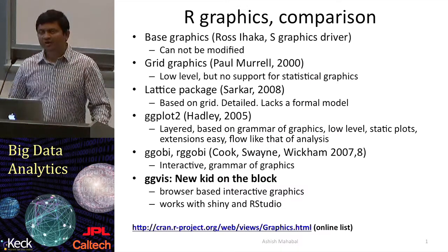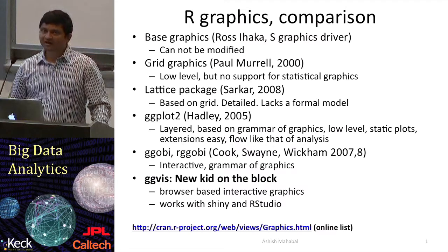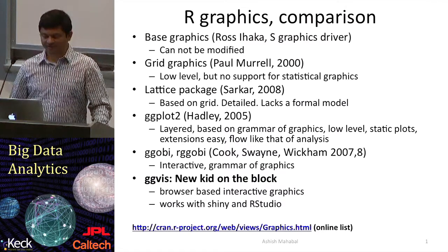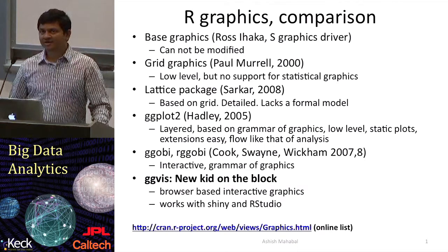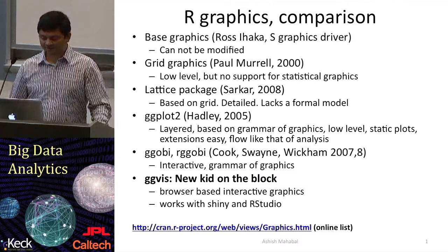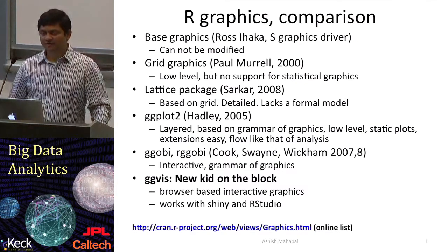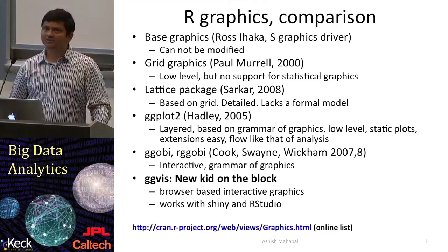So here it is a layered structure, and it is based on something called grammar of graphics, and we'll be seeing more of that soon. It is low level, and you can build static plots with it. The other important thing is that extensions to ggplot2 are very easy, and that makes it another welcome addition. The most important thing, however, is that the flow of ggplot2 is like that of your analysis itself.